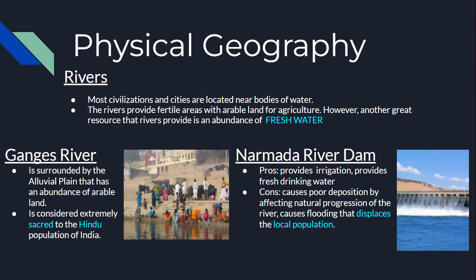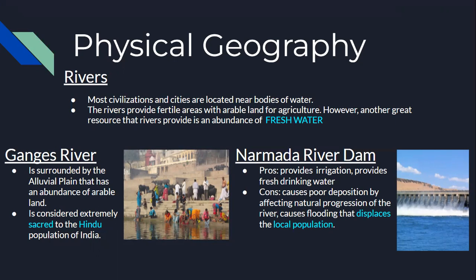Starting off with physical geography, one very important aspect is going to be waterways or water systems, and this is going to include rivers. What we know about rivers is they are extremely important, and throughout history, and especially in this region, most civilizations and most cities are located near bodies of water. It's because these rivers provide fertile areas with arable land that are great for agriculture. Arable land being land that could be utilized for crops and agriculture.